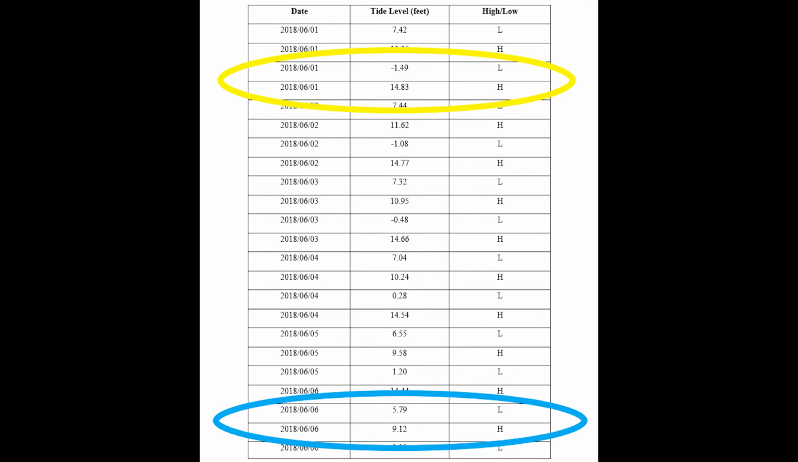Now we're going to take the data from our tide table and graph the daily high and low tide levels on the sheet of graph paper. You may want to use one color for high tides and another for low tides to avoid any possible confusion.